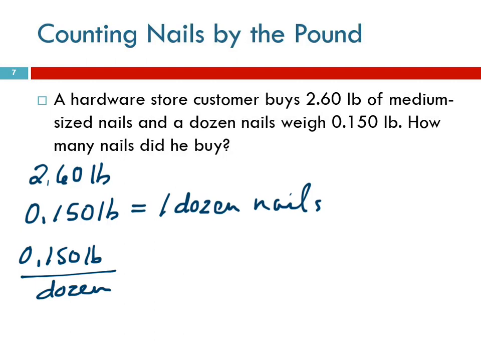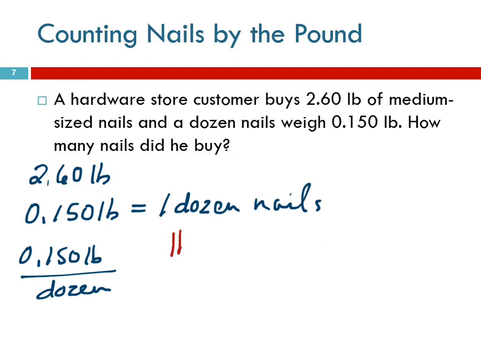Well, how can we figure out how many nails? Yeah, we're going to set it up using dimensional analysis. We've got two numbers. We've got a mass, and then we've got a relationship. We're going to use this as a conversion factor. It is not always true that 0.150 pounds is equal to a dozen nails. But for this type of nail, it's true. So our path, I think I'll make this red just so we can see it.